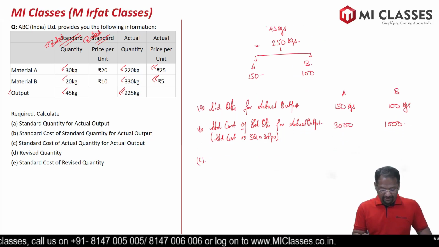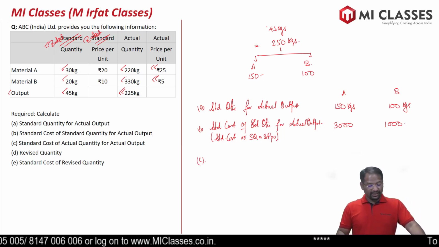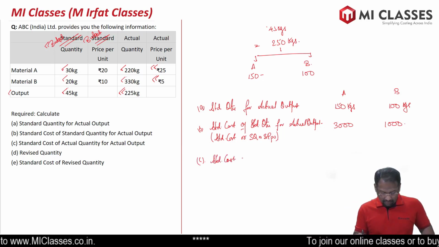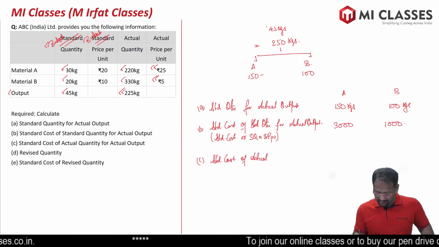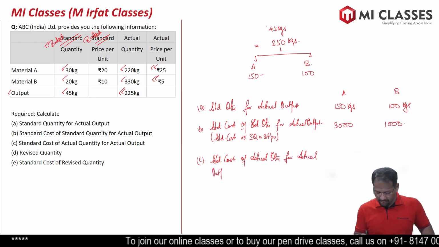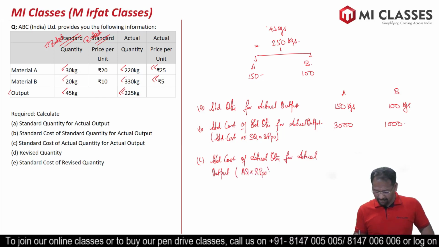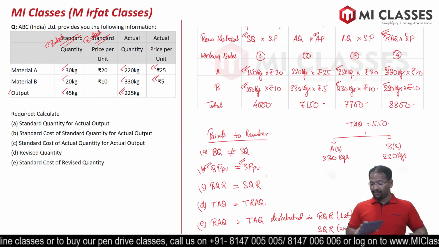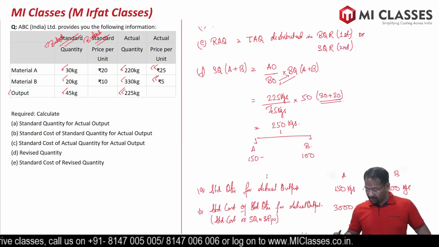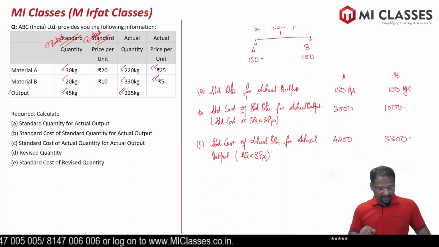Next one, point number C. It said standard cost of actual quantity for actual output. Basically it is asking actual quantity multiplied by standard price per unit. This is what the question is asking. So actual quantity 220 multiplied by 20, we get 4400. So the first one is rupees 4400 and the second one is 3300.